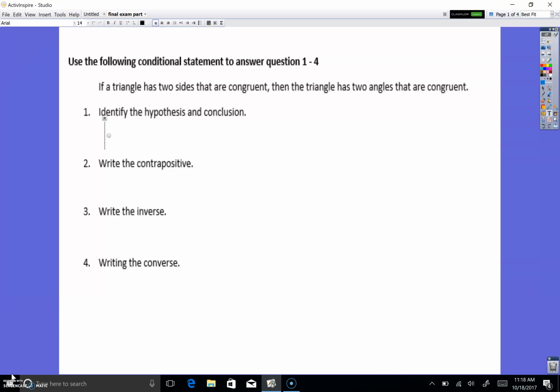Okay, first, the hypothesis is always the if statement. So, the if statement says a triangle has two sides. Okay, that is your hypothesis, okay?